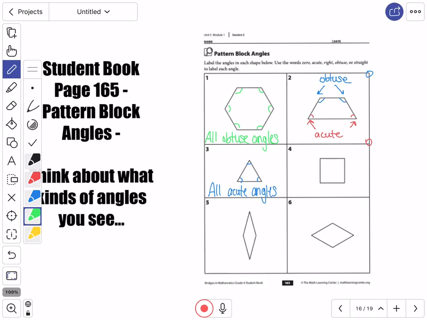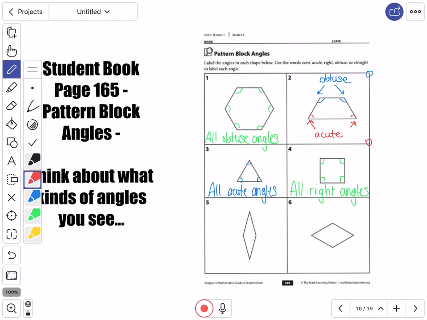All right, moving on to number 4, we have a square. All equal sides, all equal angles, okay? Now, if you think about it very carefully, a square is called a square, my friends, for a reason. It has 4 square corners. Another name for a square corner is a right angle. So all right angles, okay?